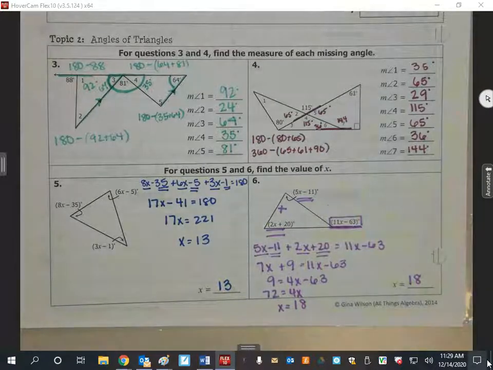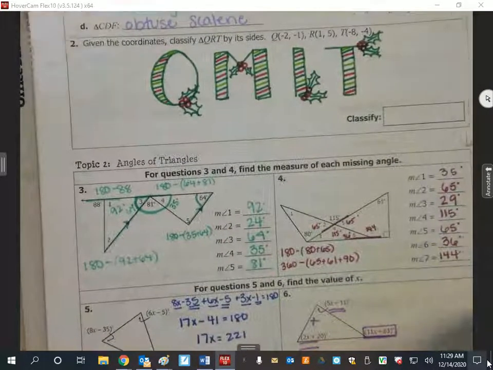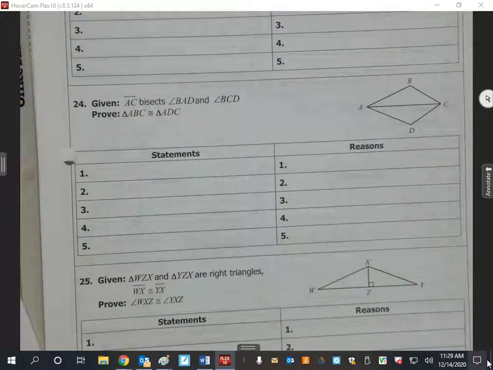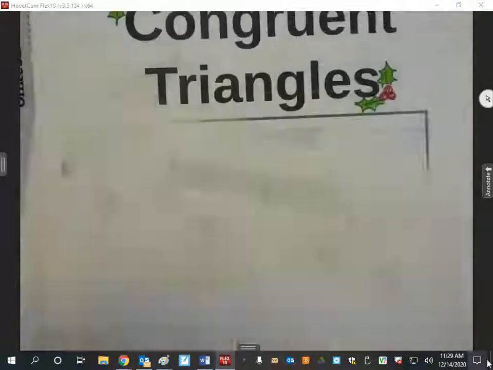All right, moving right along. We should be on page 35 of the study guide now. 35. Oh, there it is.